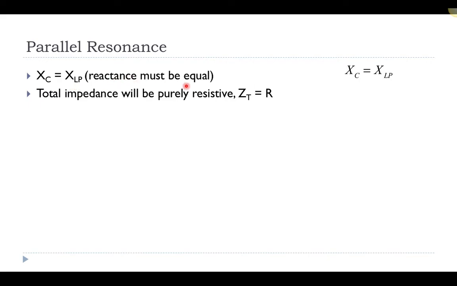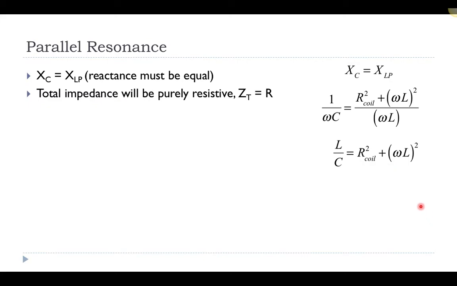Those two reactances must be equal to one another, where now this is just the purely inductive piece with no resistance associated with it. So if I set the capacitive reactance equal to the inductive reactance, I know the capacitive reactance is 1 over the angular frequency times the capacitance, and now I have this equivalent reactance for the inductor, which depends on the coil resistance, the actual pure inductance, and the angular frequency.